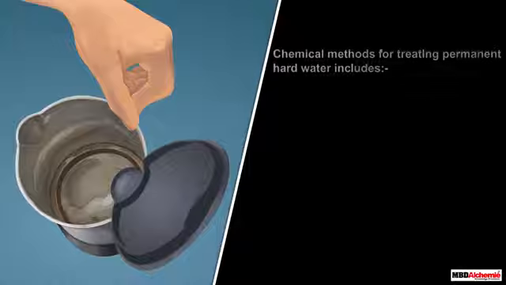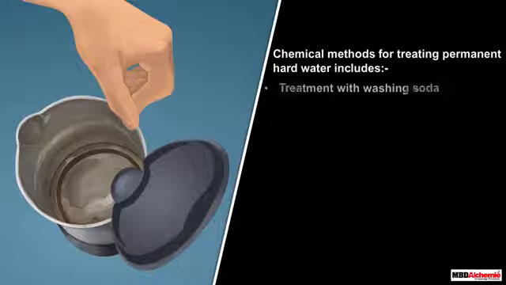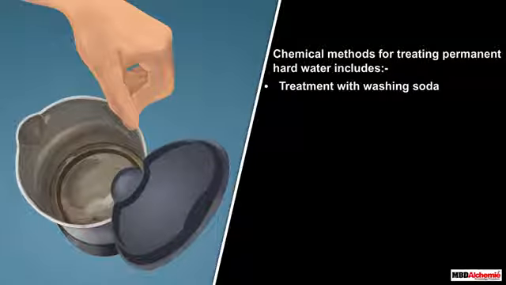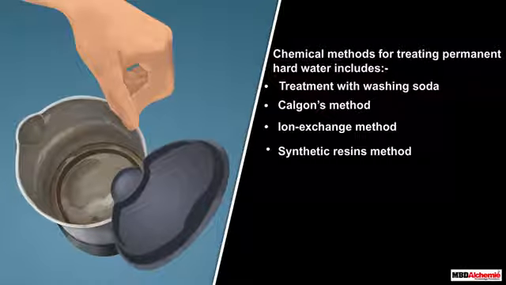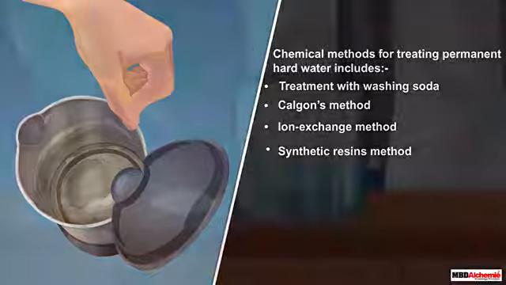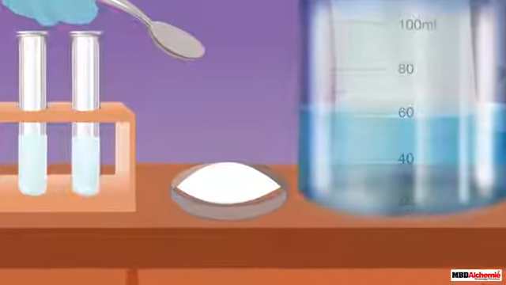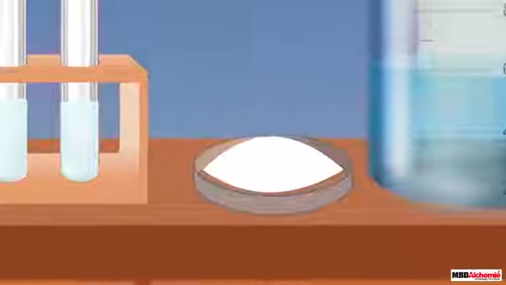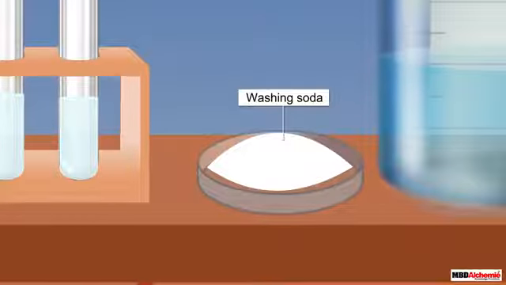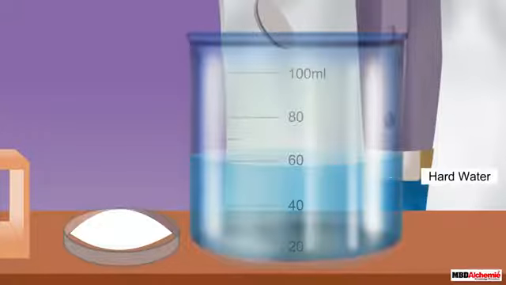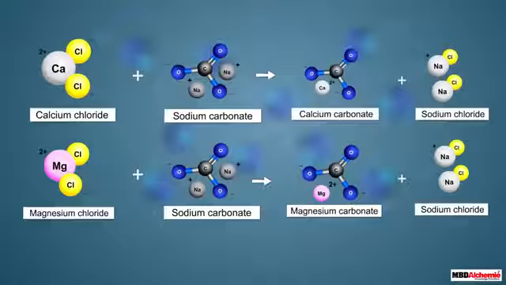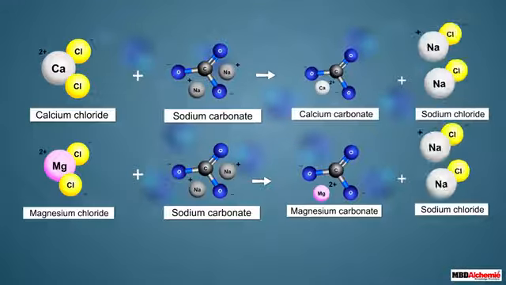It can be removed by certain chemical methods that include treating the hard water with washing soda, Calgon's method, ion exchange method, and synthetic resins method. Let us first learn how permanent hardness of water is removed by treating the water with washing soda. When washing soda, which is chemically sodium carbonate, is added to hard water, it combines with the chloride salts of calcium and magnesium present in the water to form their corresponding carbonate salts along with sodium chloride.